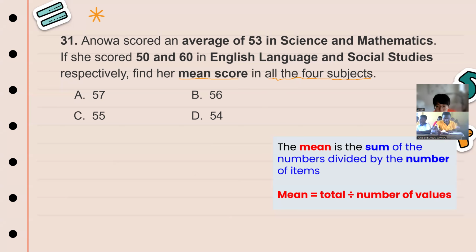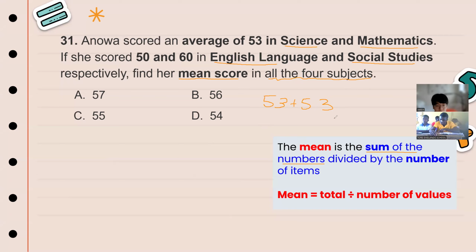So the sum of the numbers here, we're finding the total. The total is the sum of the scores of science, mathematics, English, and social studies. So what will be the sum of the numbers? It'll be 53 and 53, because Anoa had an average of 53 in science and mathematics. So we can add 53 twice.